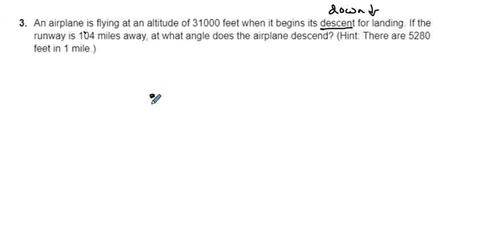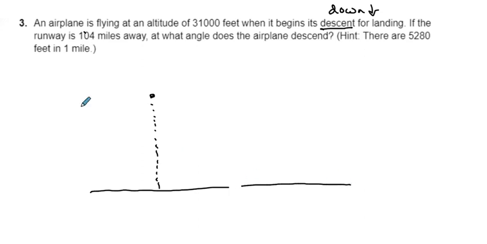Okay, and I have a feeling they're telling me this for a reason, so we're gonna just draw a thing here, and we're gonna say this is the ground. And it says if the runway is 104 miles away, at what angle does the airplane descend? So the thing is, this is 31,000 feet. And then it says the runway, so let's say this is the airport, where the runway is.